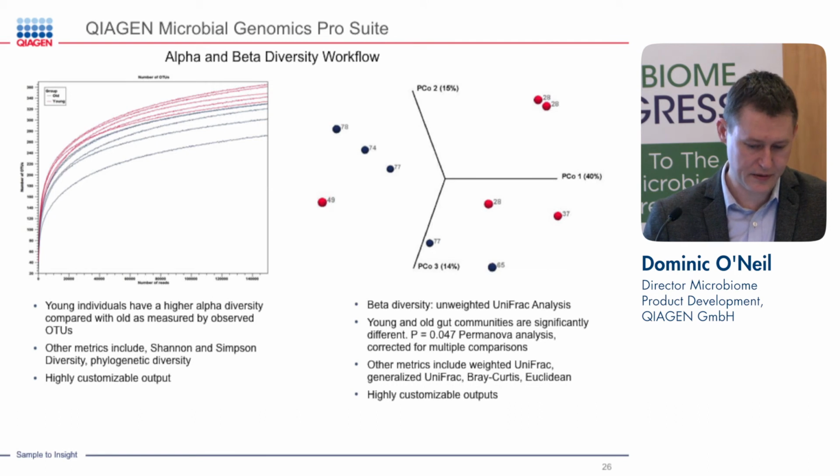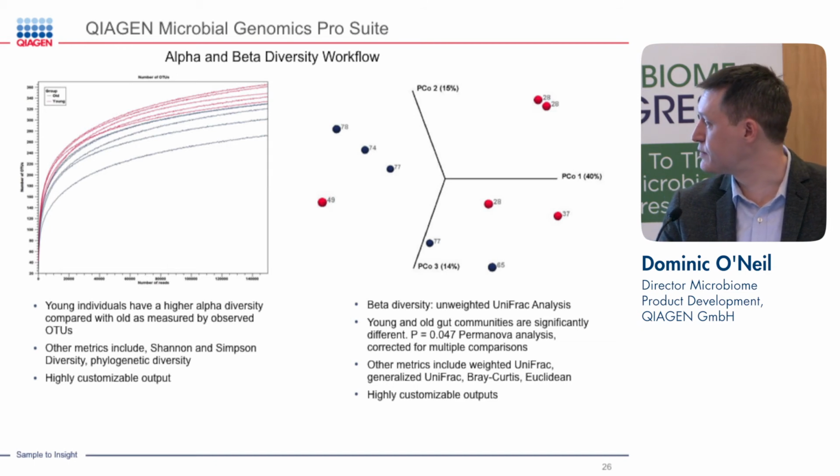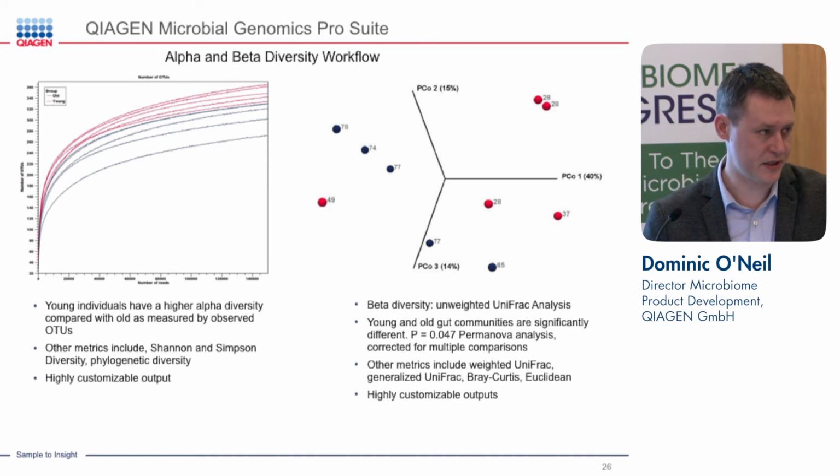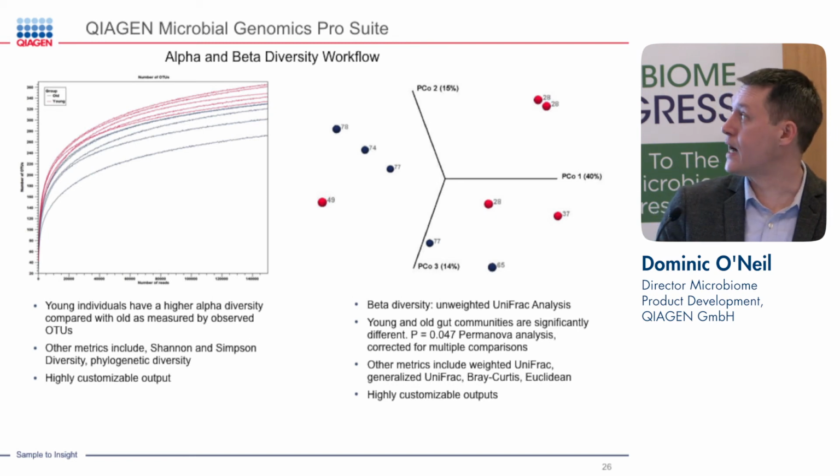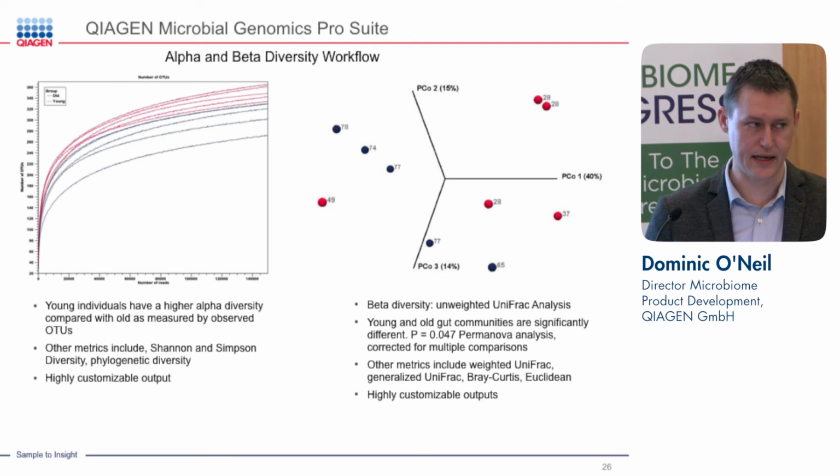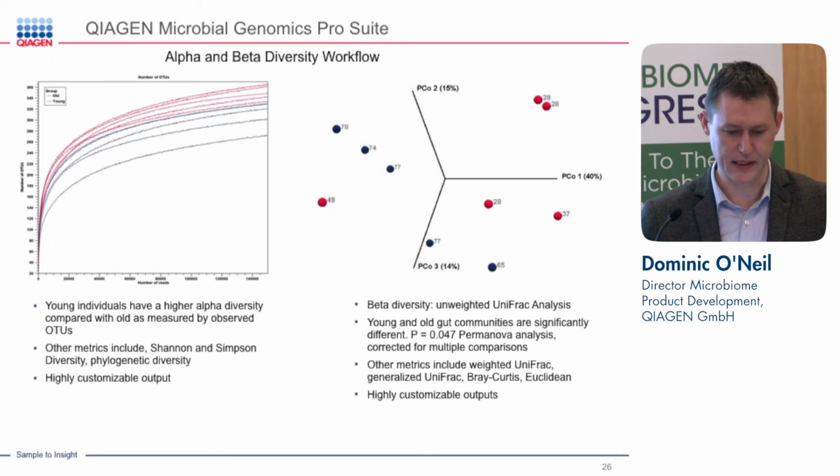This is a significant difference by PERMANOVA. This was all unweighted UniFrac right now, but you can also do weighted UniFrac, generalized, Bray-Curtis, Euclidean. You have multiple options to look at the data how you would like to. In all cases, this is highly customizable. You can change colors, scales, whatever information you'd like to display in these plots.